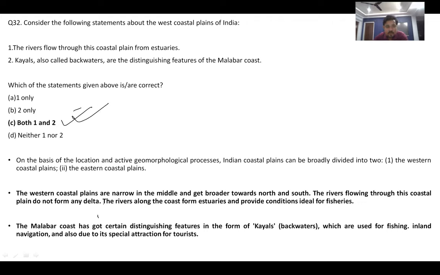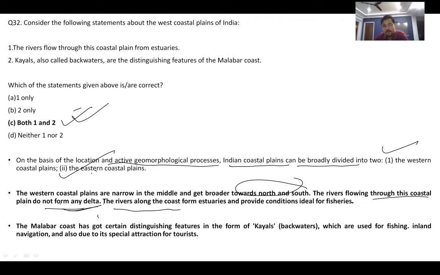On the basis of location and active geomorphological process, the Indian coastal plains can be divided into two, the western coastal plain and the eastern. Western coastal plains are narrow in the middle and get broader towards the north and south. Okay, the rivers flowing through this coastal plain do not form any delta.